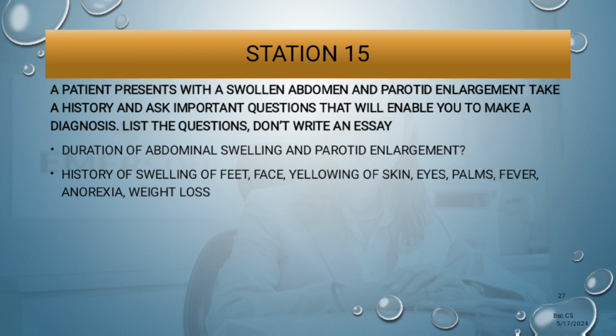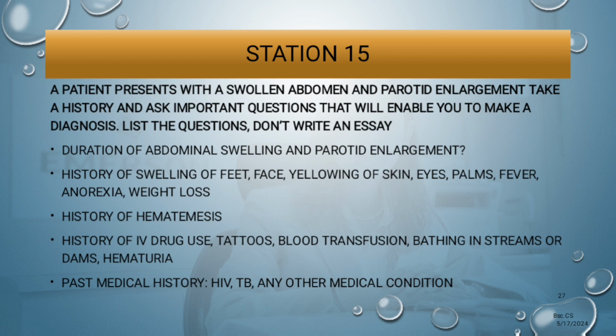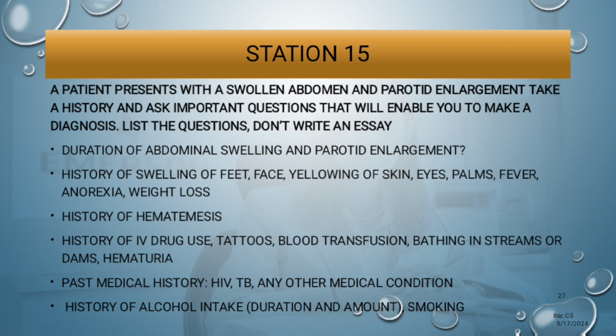Ask for any fever, anorexia, weight loss. Ask for any history of hematemesis. And ask for any history of IV drug abuse, tattoos, blood transfusion, bathing in streams or in dams, any history of hematuria. So for the past medical history, ask for any HIV, TB, and any other medical condition. Okay, so ask for any history of alcohol intake, the duration, the type, the amount. Go to your social history, ask other related symptoms.